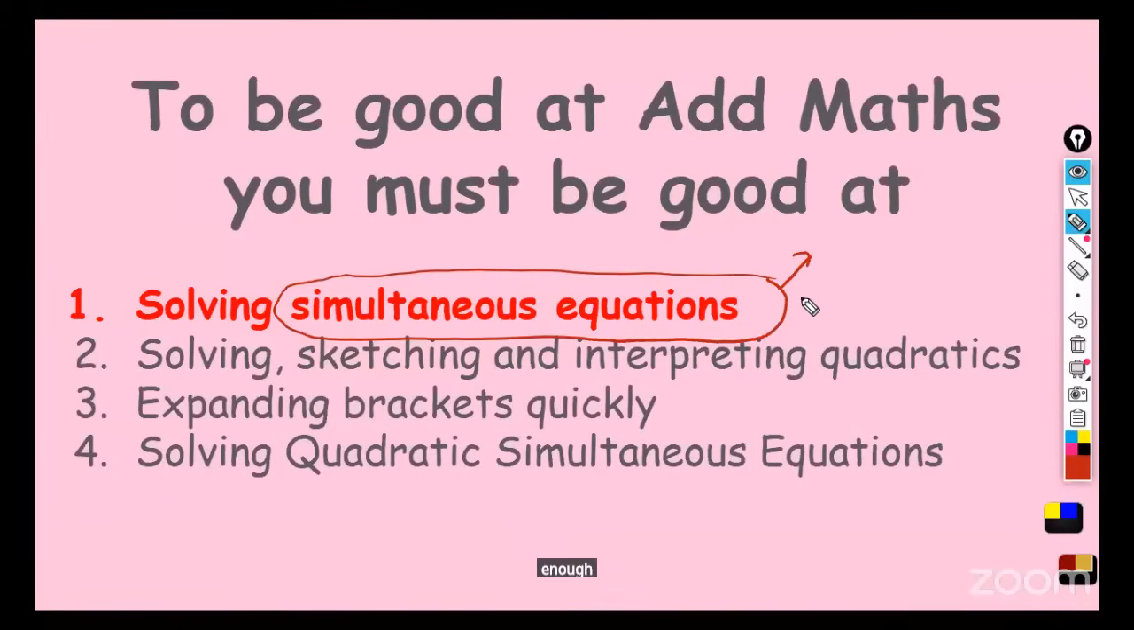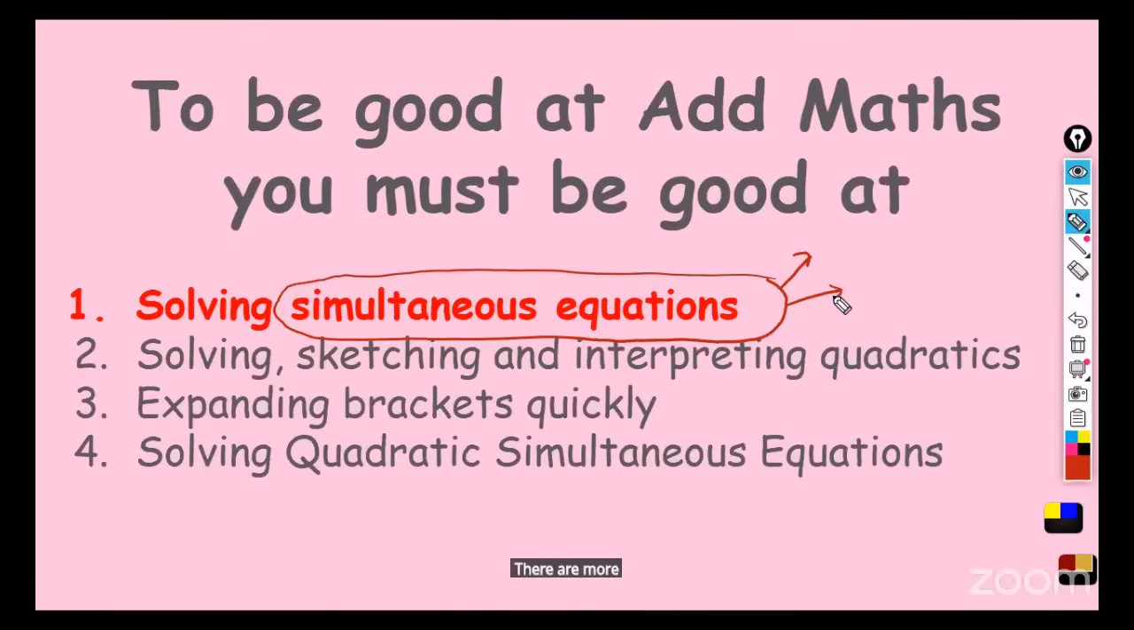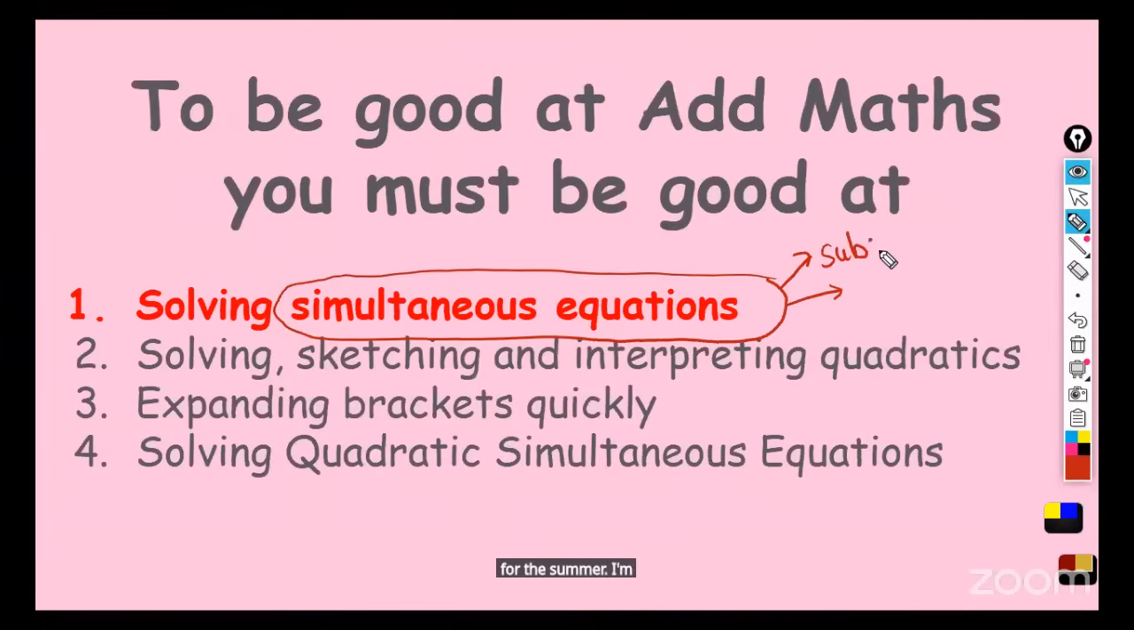I know a lot of people are going to ask this question, so I'm going to answer it one time. There is more than one way to solve a simultaneous equation. I have about 5 different ways, and the number one question is, which method am I going to teach for the summer? I'm going to be teaching the substitution method.